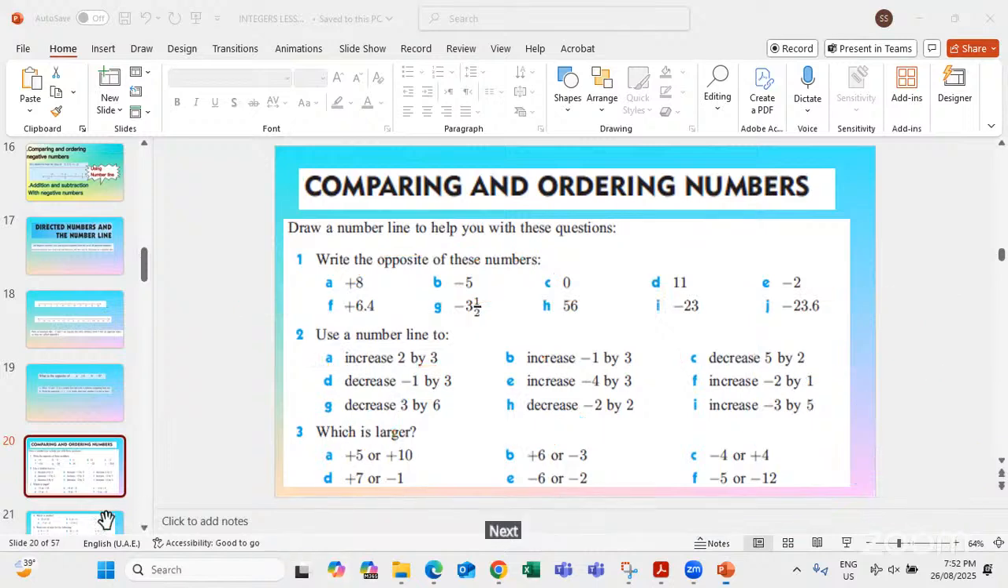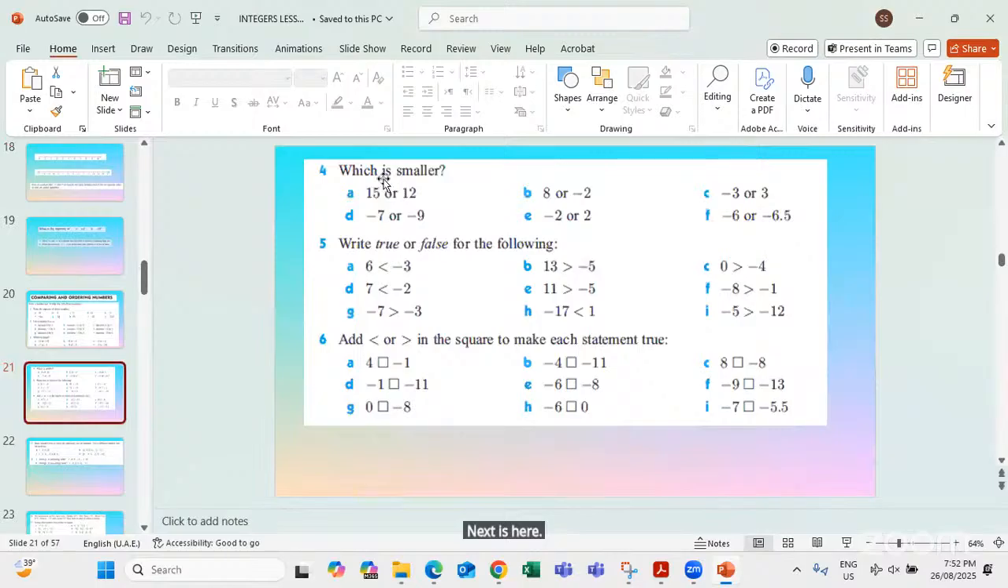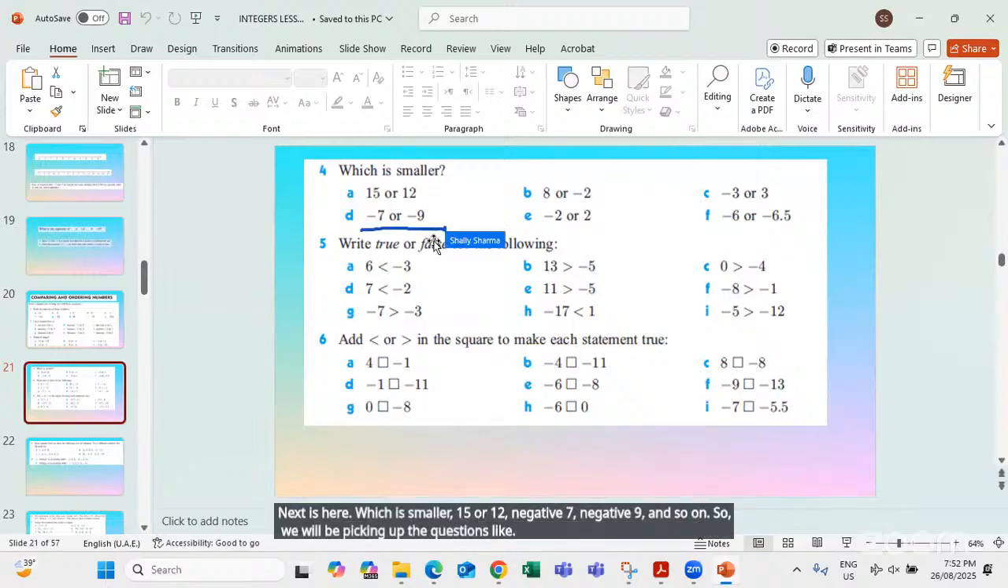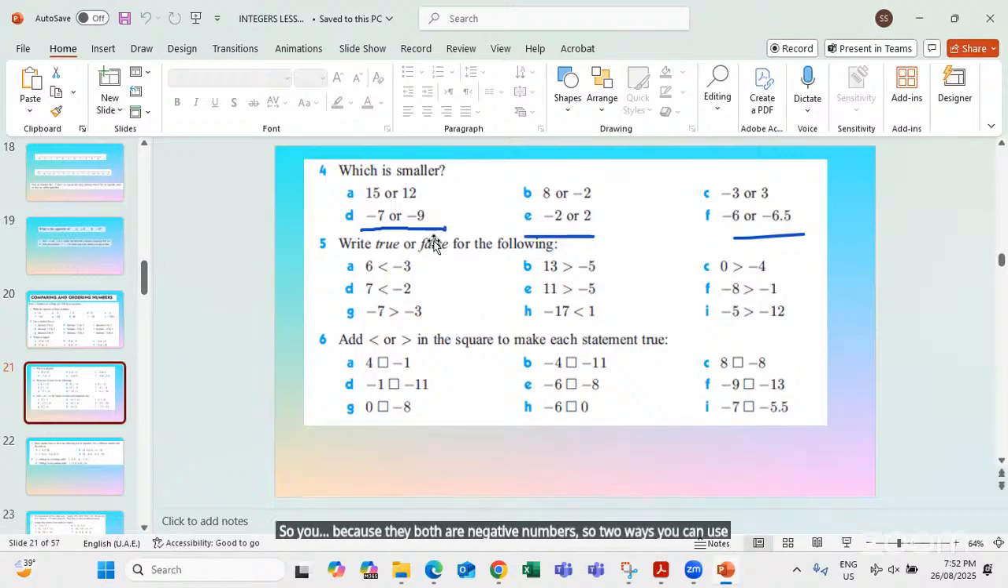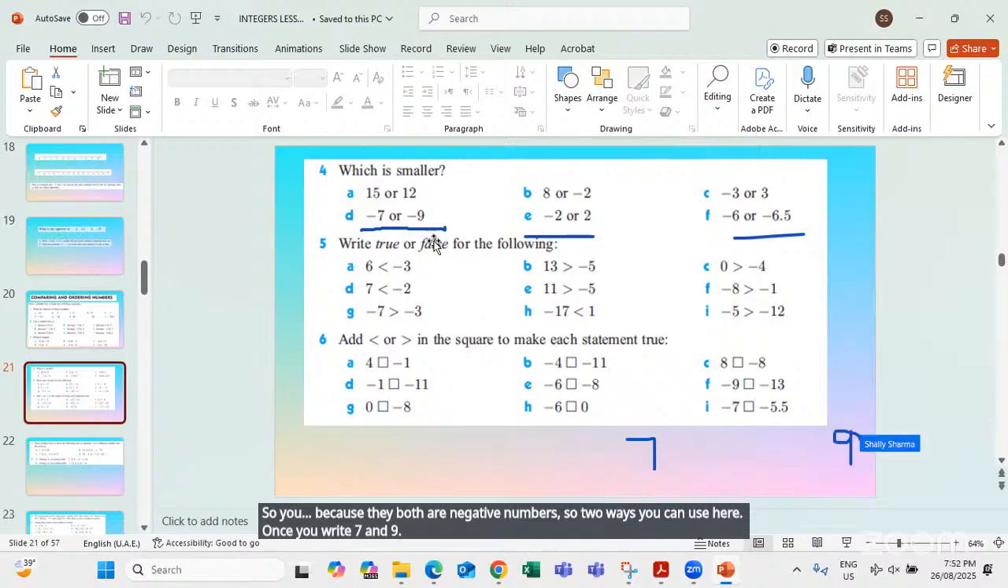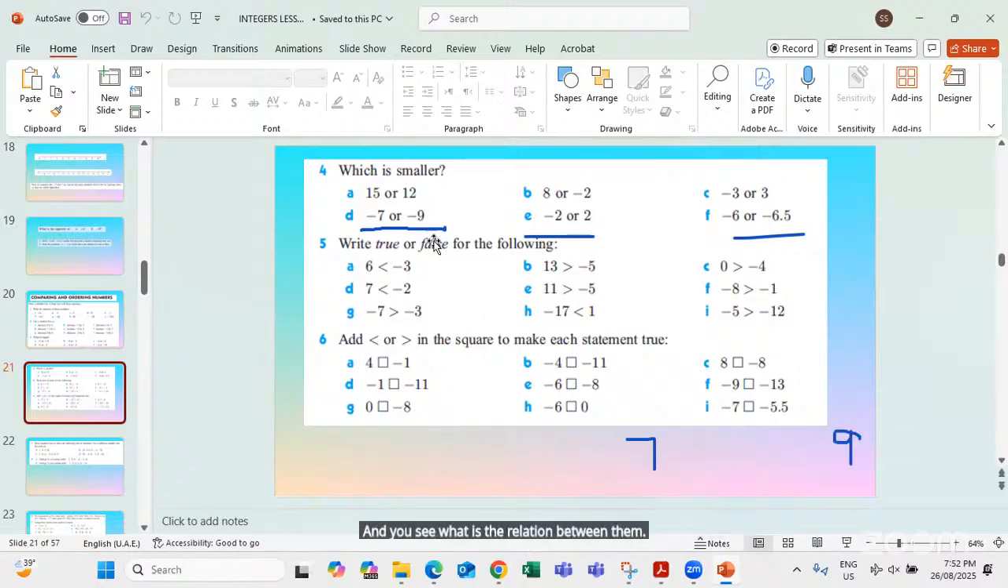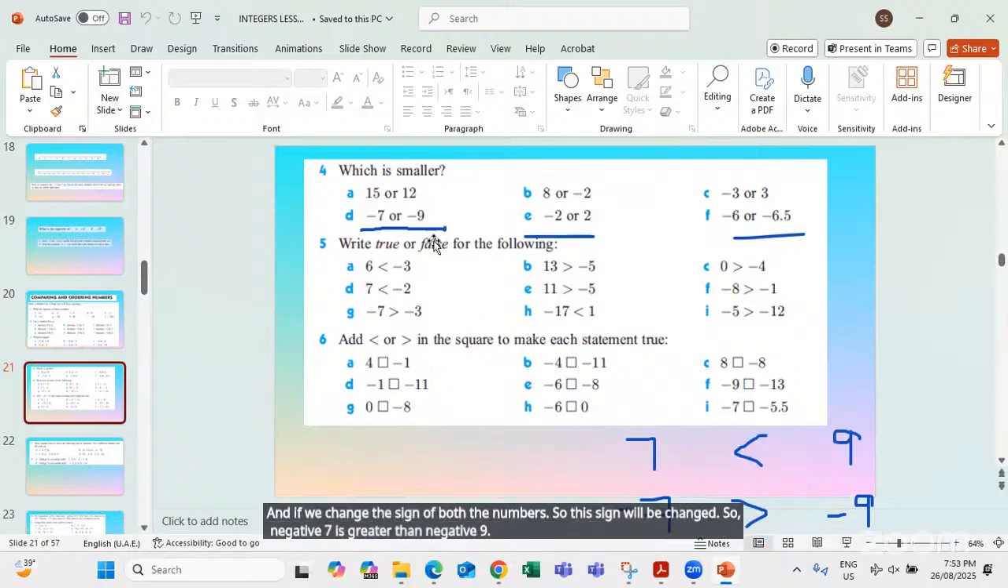Next is here, which is smaller, negative 7 or negative 9, and so on. So we will be picking up questions like these: negative 7 and negative 9. Because they both are negative numbers, there are two ways you can do it here. Once, you write 7 and 9 and you see what is the relation between them. We know that 7 is less than 9. And if we change the sign of both the numbers, this sign will be changed. So negative 7 is greater than negative 9. So which one is smaller?